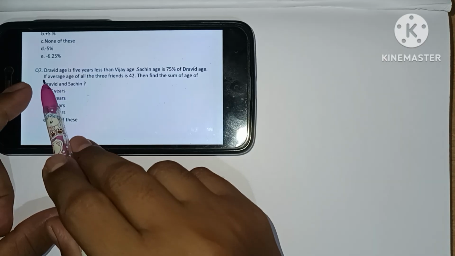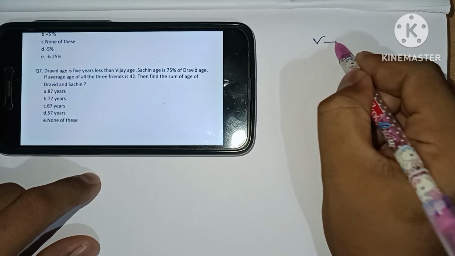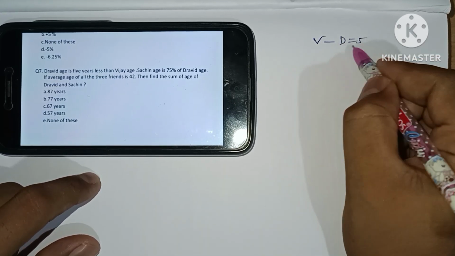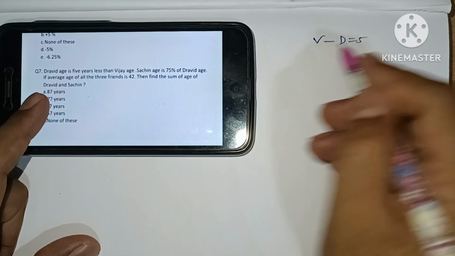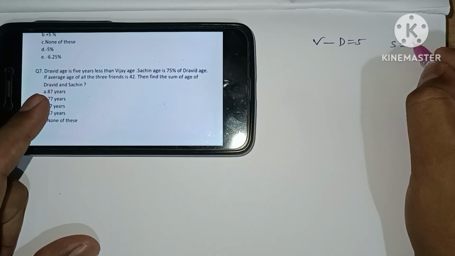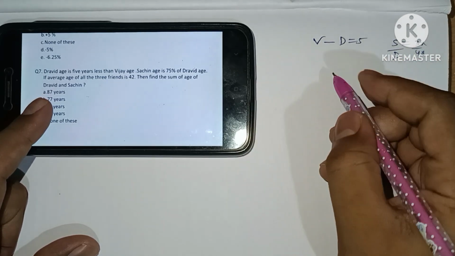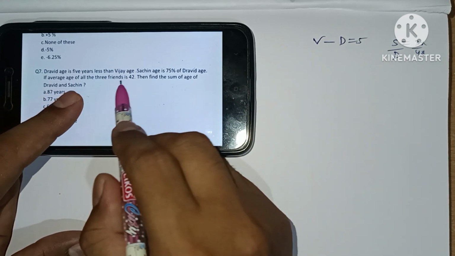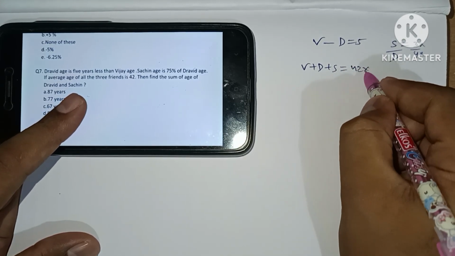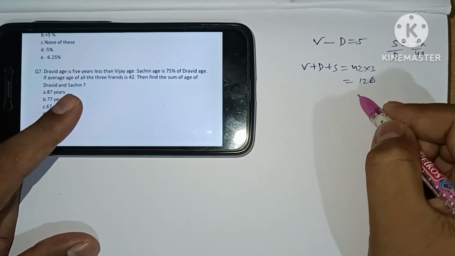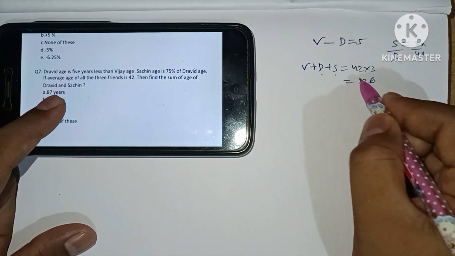Now we are going to see question number 7. Dravid's age is 5 years less than Vijay's. So it says that Dravid is 5 years younger than Vijay. This is the statement given. Sachin is 75% of Dravid. Sachin is 75%, which means 3/4 of Dravid, so S by D is 3/4 in ratio. If the average age of all three friends is 42, so V plus D plus S total will be 42 times 3, which is 126. Next, find the sum of the ages of D and S, Dravid and Sachin, is what is asked.